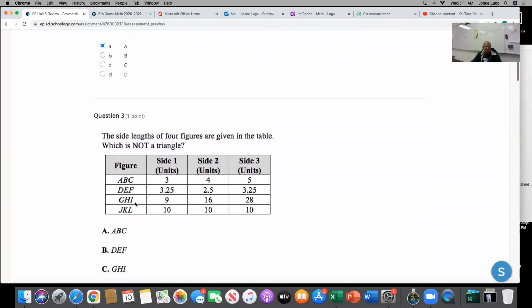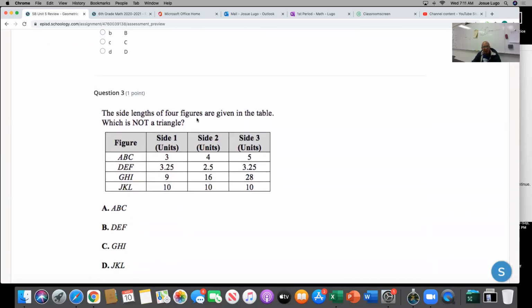There you go. The side lengths of 4 figures are given in the table, which is not a triangle. We didn't really cover this, ladies and gentlemen, but when you have a triangle, you're always going to have a longer side. But the shorter sides, if I were to add those together, they have to be longer than the longest side.